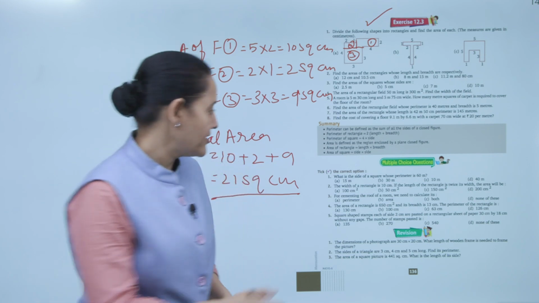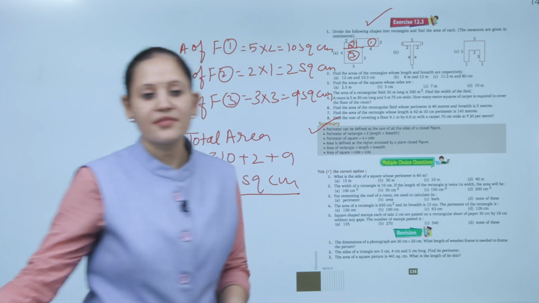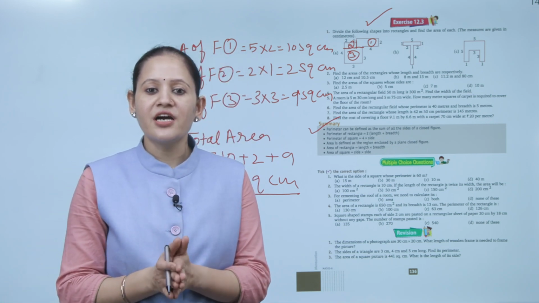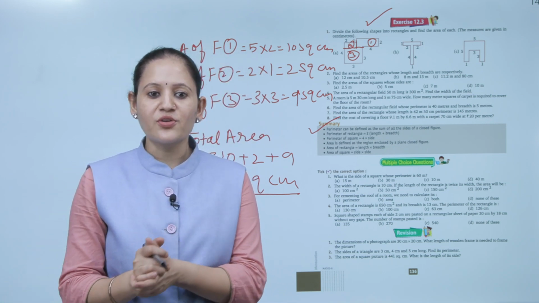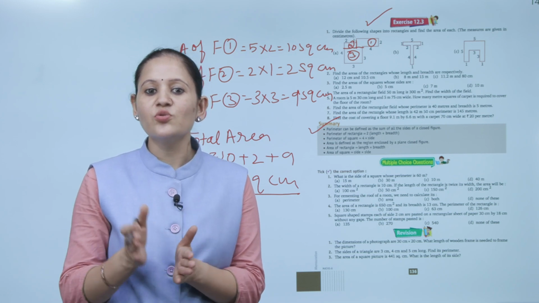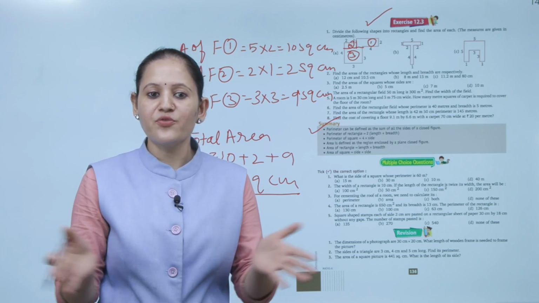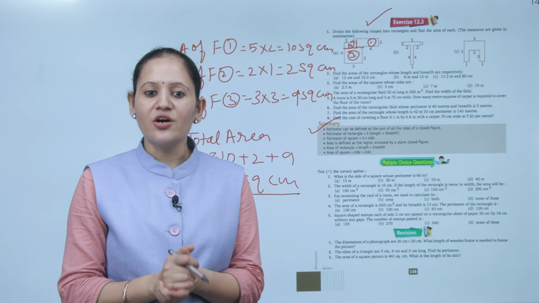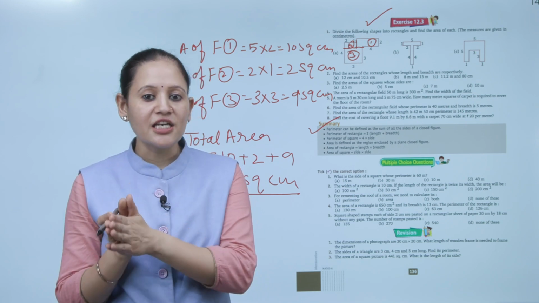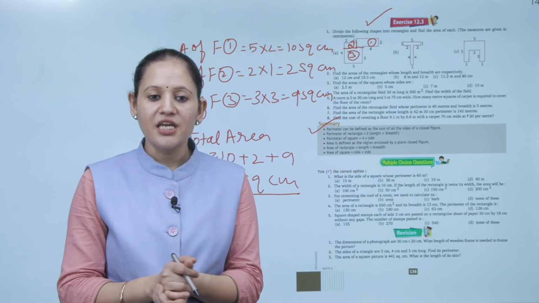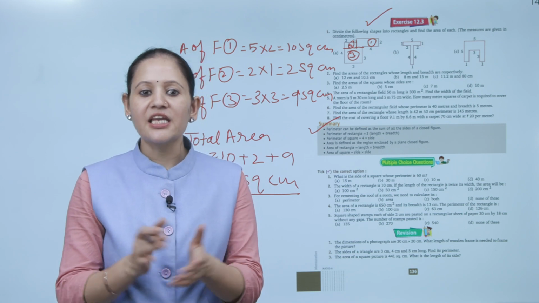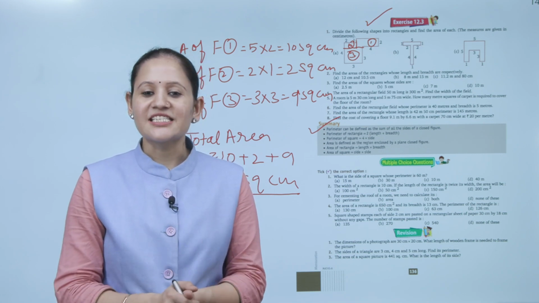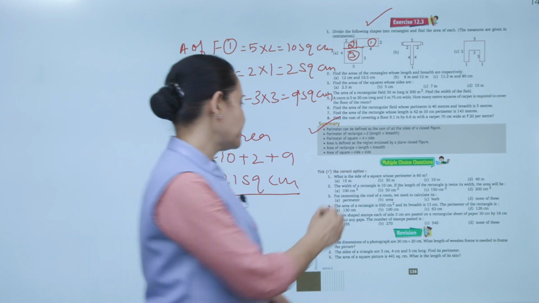Next is summary. Perimeter can be defined as sum of the sides of the closed figure. Perimeter of rectangle is 2 into length plus breadth. Perimeter of square is 4 into side. Area is defined as the region enclosed by the plane closed figure. Area of rectangle, length into breadth. Area of square, side into side. Next is multiple choice questions.